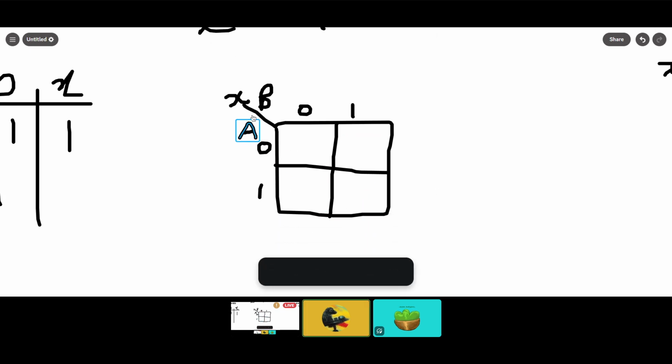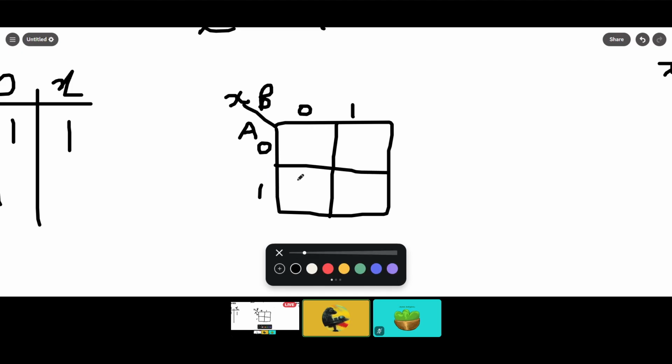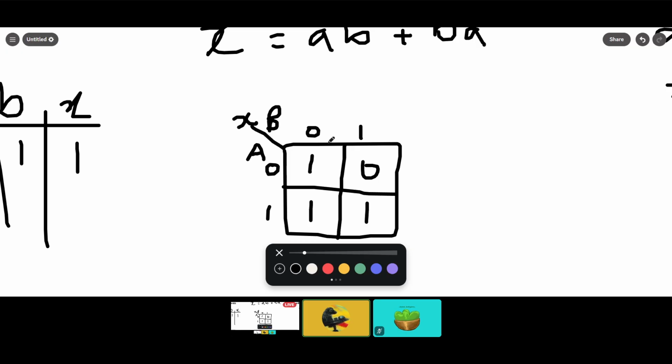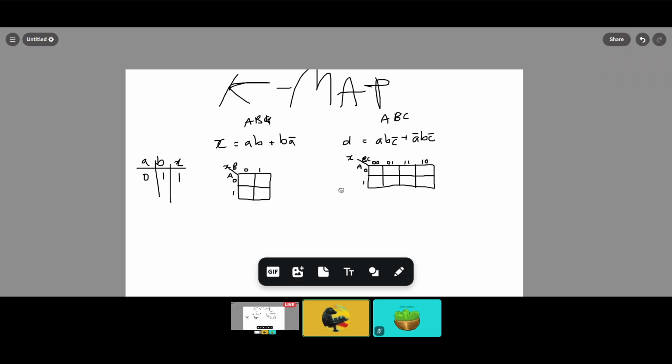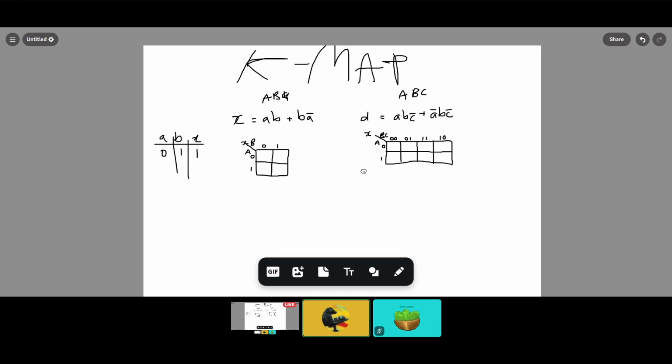When A is 0, B is 0, it will be what is supposed to be here. So in a filled K-map, you probably have numbers here. And let's say in this example, now we know when A is 0, when B is 0, X is 1. That's how you read a K-map, okay? But in most questions, they're going to ask you to fill it up.